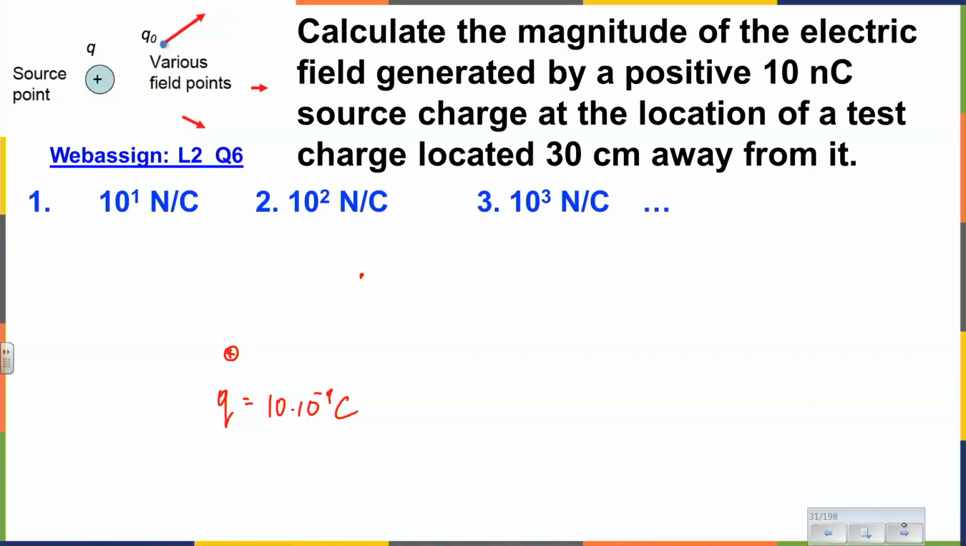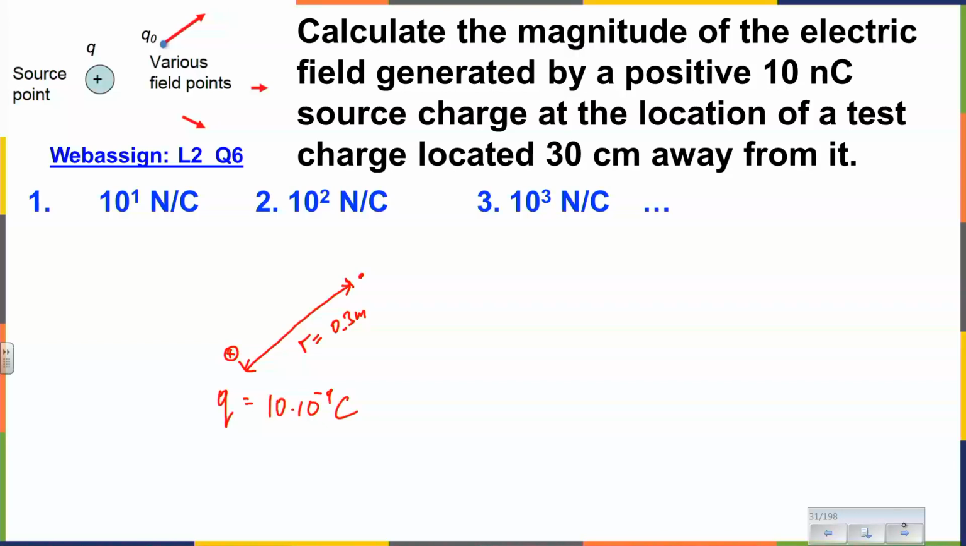we place a test charge at 30 centimeters or 0.3 meter away from the source charge. Here, we are calculating or maybe even measuring electric field strength. The source charge generates electric field everywhere, so we can walk and measure the strength, but particularly here.